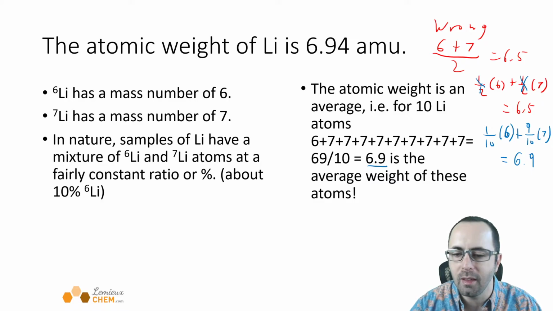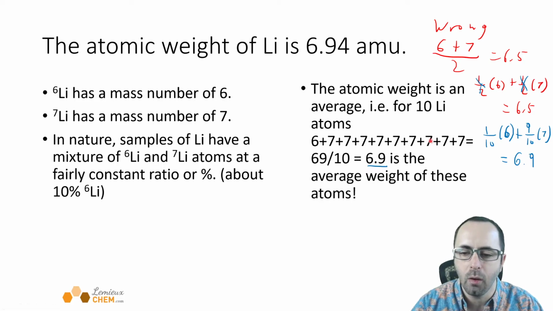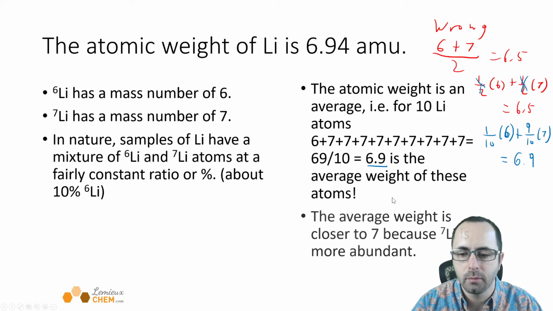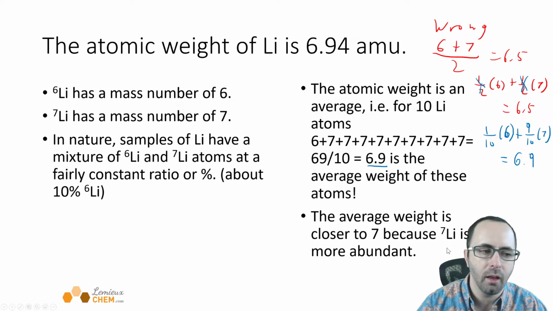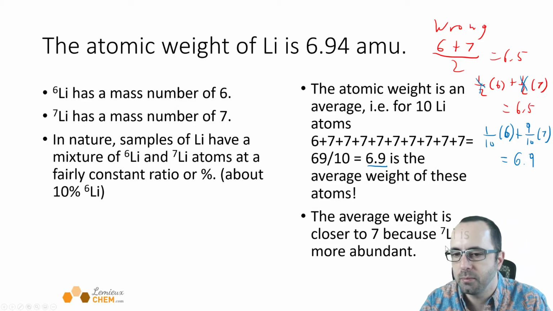This is referred to as the abundance. And this is going to be the natural abundance of these atoms. And so that's how we take a weighted average. We don't give equal weights to both numbers. We give them their true weight, consistent with how many of those that there are. So the average weight is closer to 7 because lithium-7 is more abundant. Over 90% of these atoms are lithium-7.